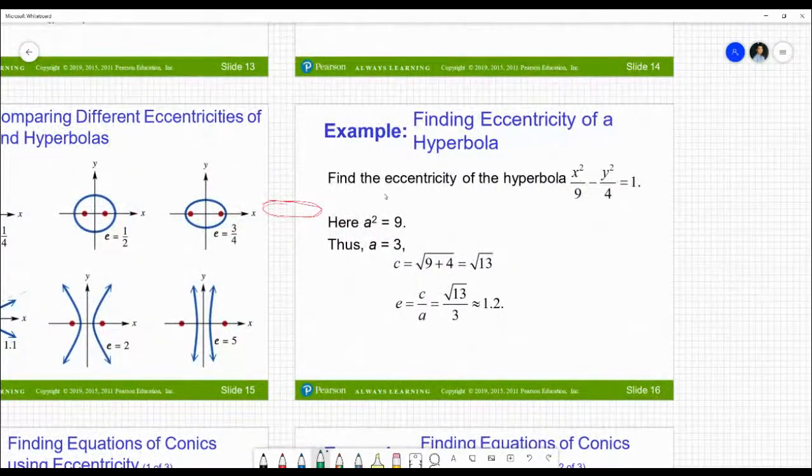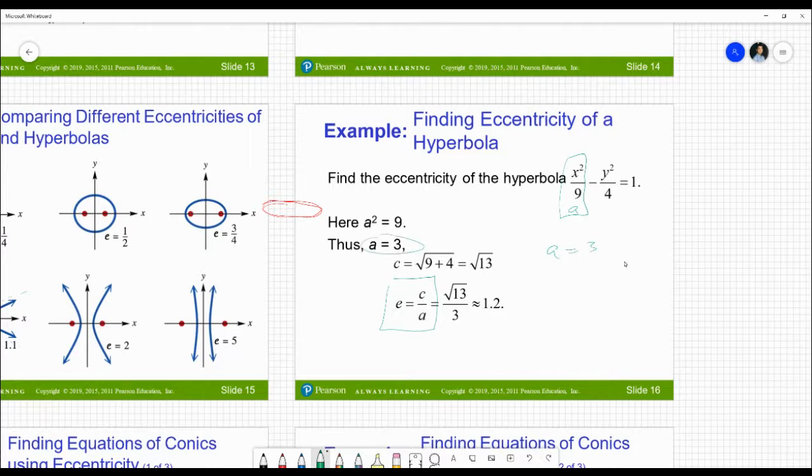All right, let's look at the hyperbola. Again, we have to follow the same formula. E is equal to c over a. So once you determine what c and a are, just plug into the formula. Here, the a value is always underneath the positive square. So if this was y squared over here and it's positive, that would be your a value.